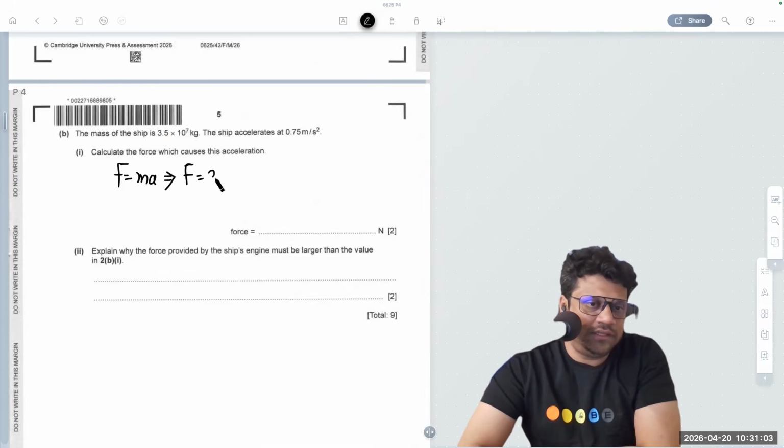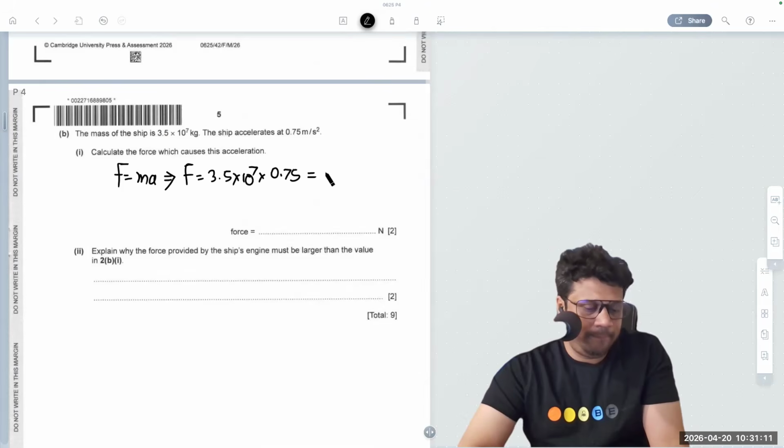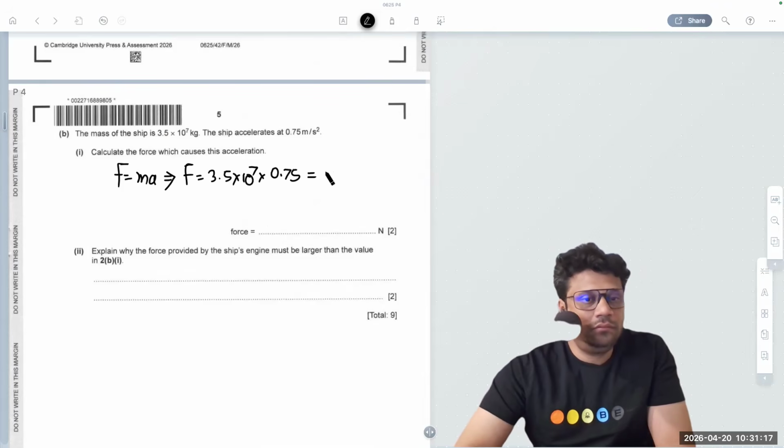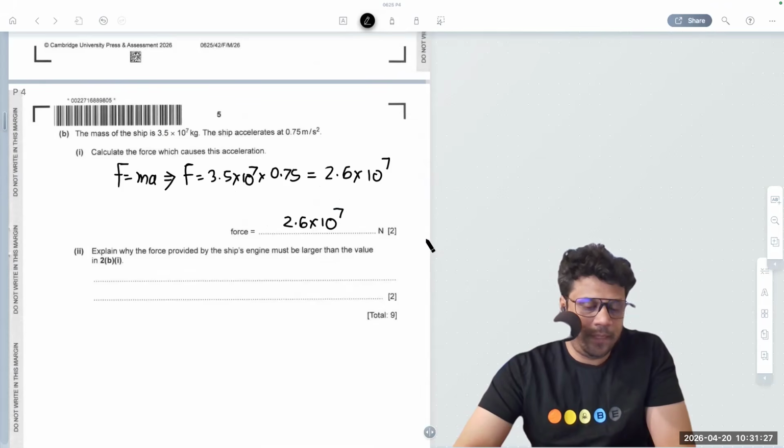So F equals 3.5 into 10 to the power of 7 into 0.75, and that will come out to be 3.5 into 0.75. So that's 2.6 into 10 to the power of 7 newtons.